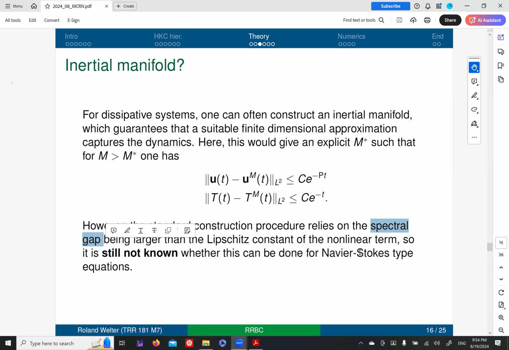And if you can't do it with this spectral gap argument, then there are other things you can do, but they're way more complicated. So it's possible, I would say. It's possible. Okay, thank you.